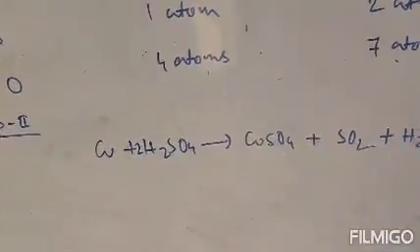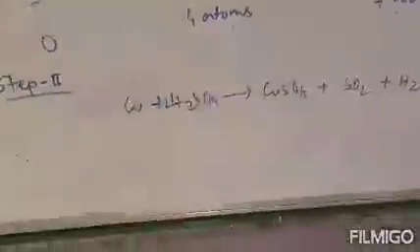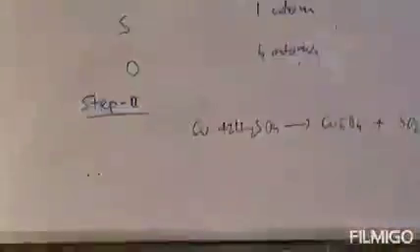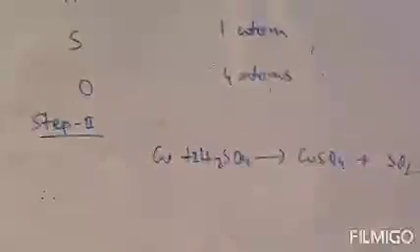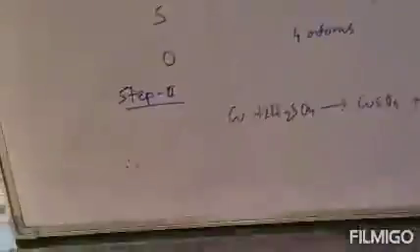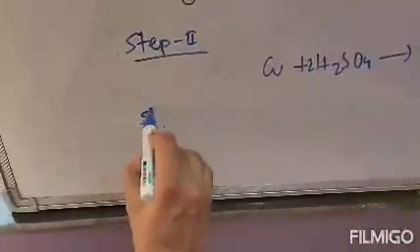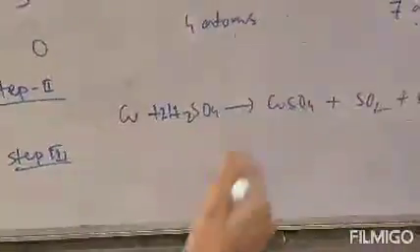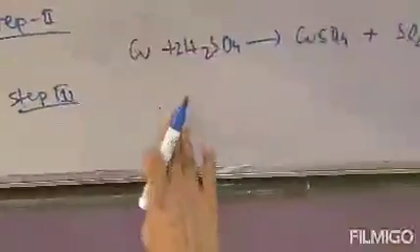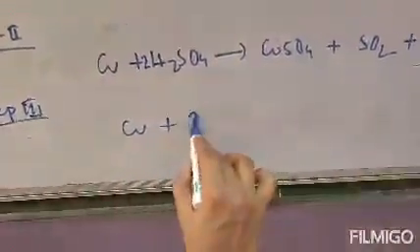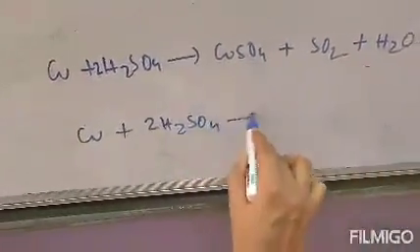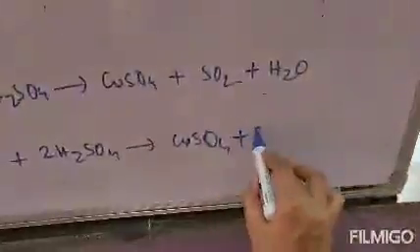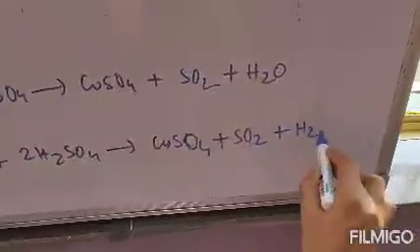That means in this step we have just balanced sulfur, that is 2 sulfur, and here is also 1 and 2 sulfur. Clear? In the next step I will balance oxygen and hydrogen, or you can do this in simultaneous. Clear? So what is your step number 3? Step number 3, just write down the second step as it is. Copper plus 2H2SO4 arrow, copper sulfate plus SO2 plus H2O.